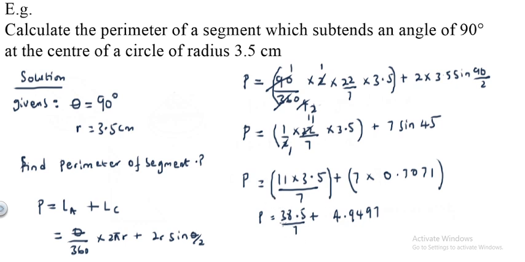38.5 divided by 7 is equal to 5.5. If you add these two, 5.5 plus 4.9497, you have 10.4497 centimeters. So that means the perimeter of our segment is 10.4497 centimeters.